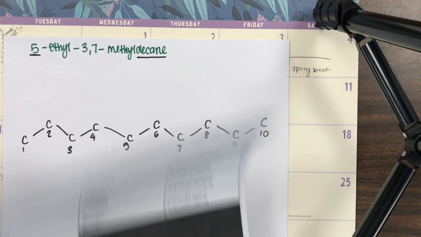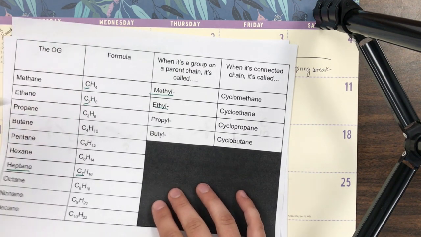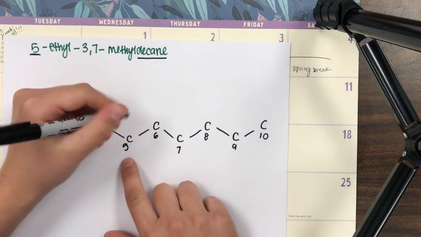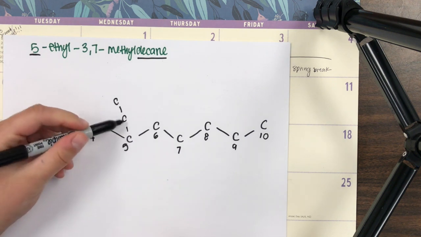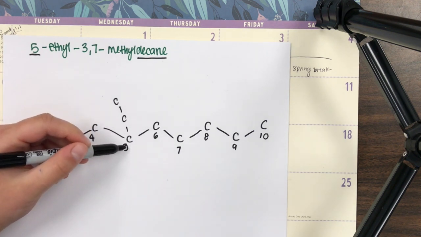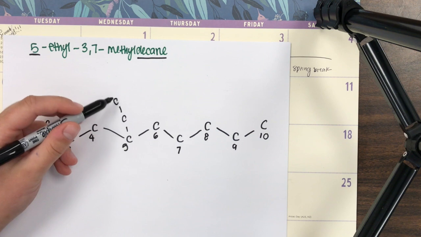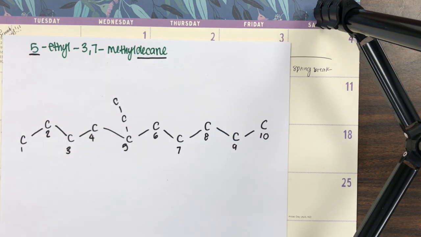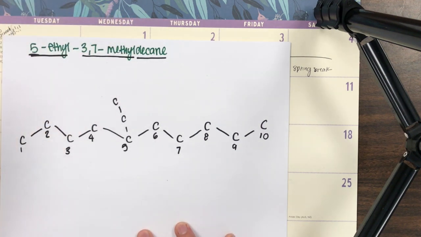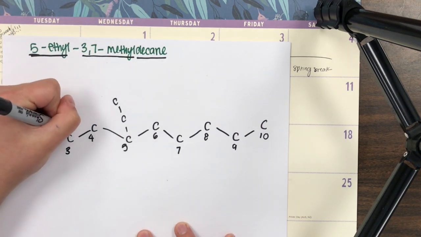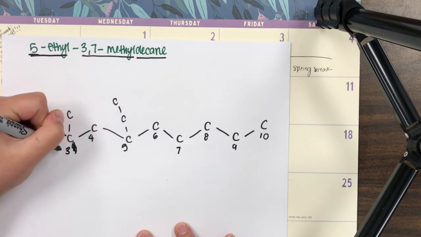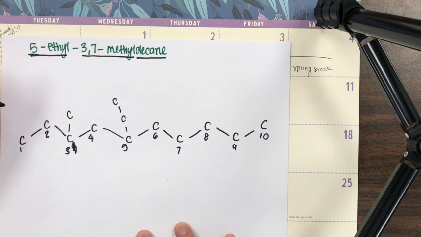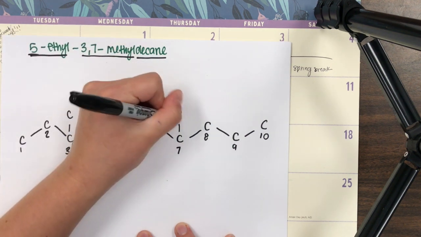So if I go back and look at my chart, I know that ethyl groups are 2 carbons. So I'm going to my 5th carbon, and I'm going to attach 2 carbons to it in a group. You don't want to attach 1 carbon on one side and 1 carbon on the other side because that would be dimethyl, not ethyl. Ethyl is 2 carbons put together. So I've got my 5-ethyl done. Now I need to do 3,7-methyl. So 3, and it's methyl, so that means there's 1 carbon. So a carbon on my 3 carbon. And then I need to go to my 7 carbon and attach another methyl.